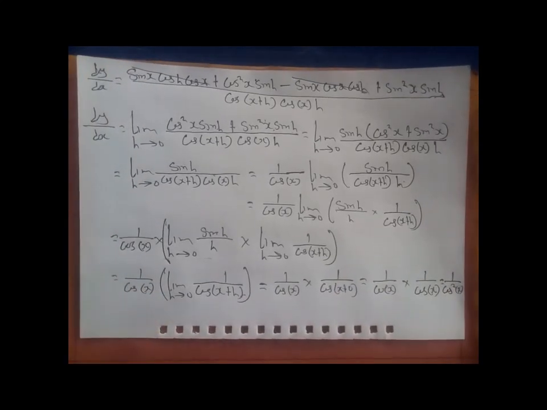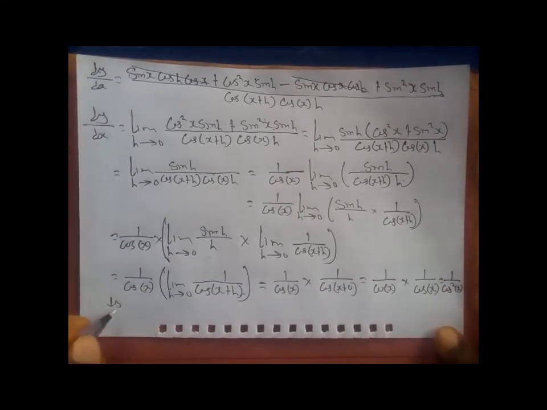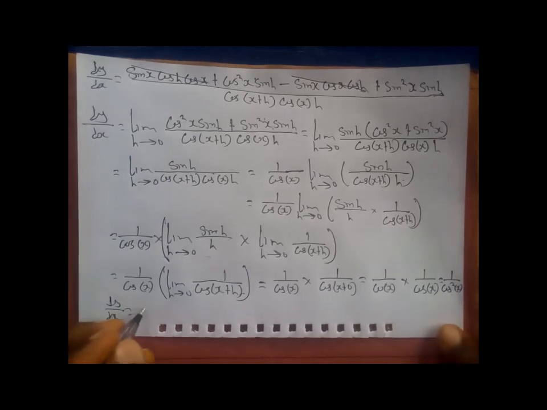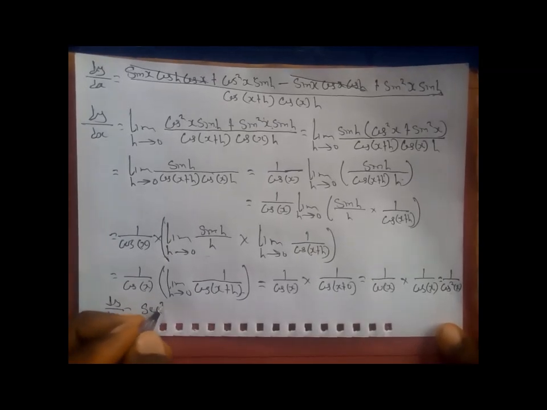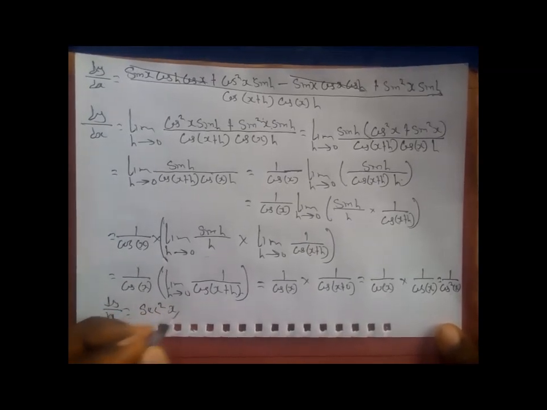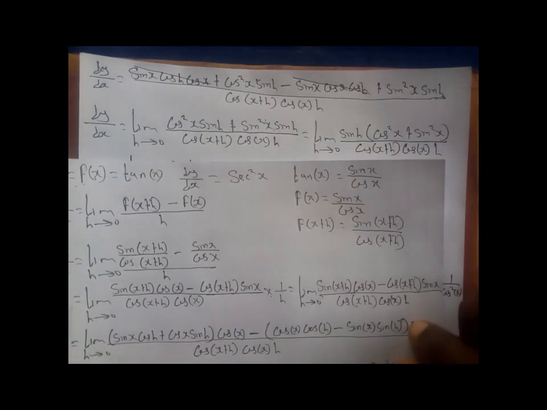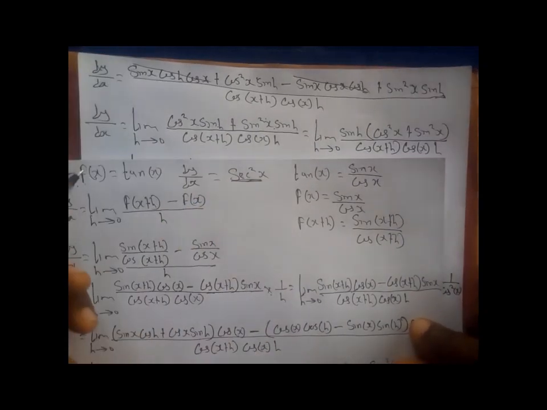Perfect. Now, at the end of the day, dy/dx will be equal to, now this is a reciprocal of the cosine function, and the reciprocal of the cosine function is simply the secant function, and since it's squared, it gives us sec squared x. And this is how the derivative of tan x is equal to sec squared x. I hope you now know how the formula is formed.